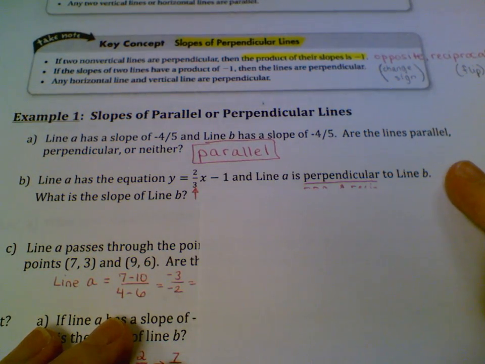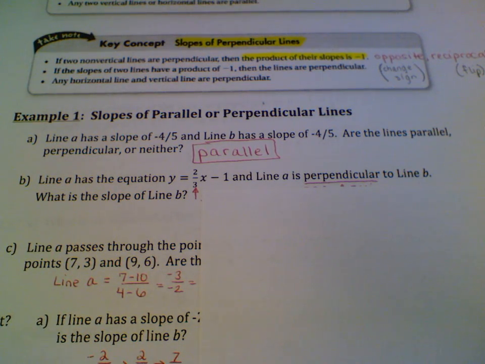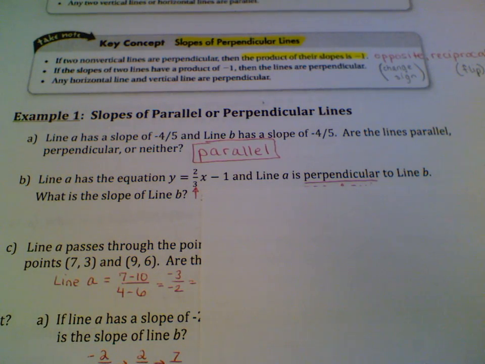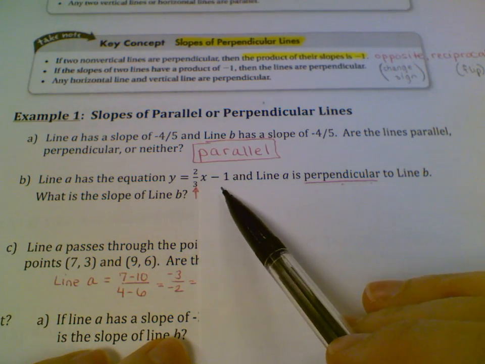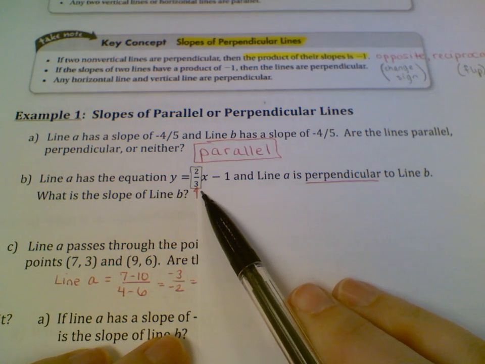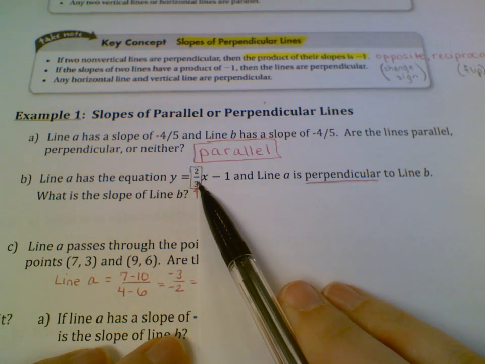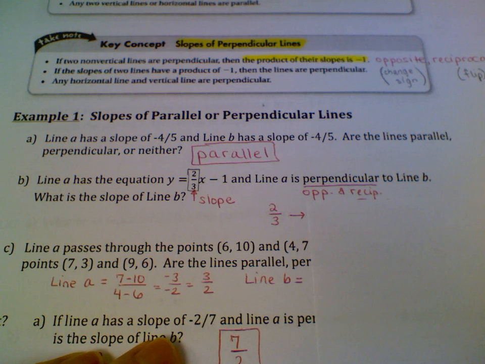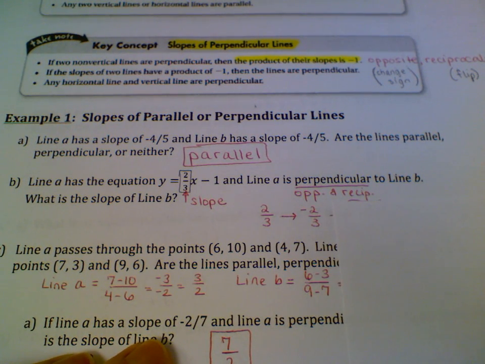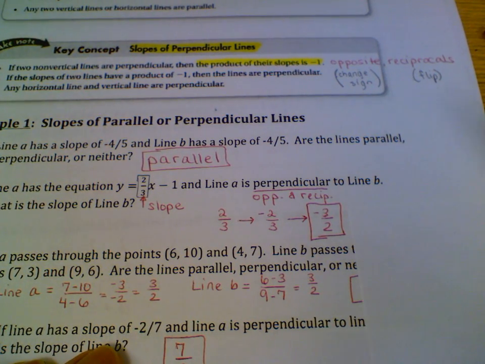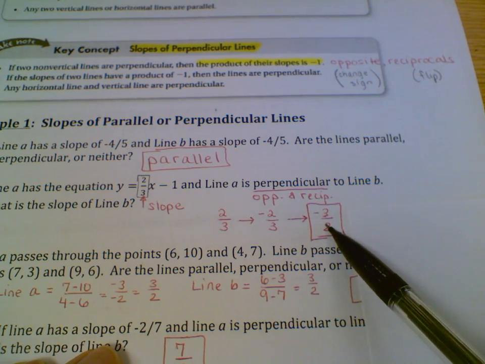Second question. Line A has the equation y equals 2/3 x minus 1, and line A is perpendicular to line B. What's the slope of line B? Now when they give me this form, remember this is slope-intercept, so my slope is the number next to the x spot. So they're talking about 2/3. If I am perpendicular to this line, I would need to do the opposite and the reciprocal of that number. So I would change the sign so it becomes negative, and then flip it, so it would become -3/2. So the slope of my perpendicular line would be -3/2.